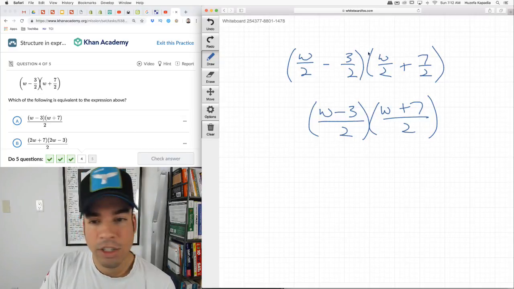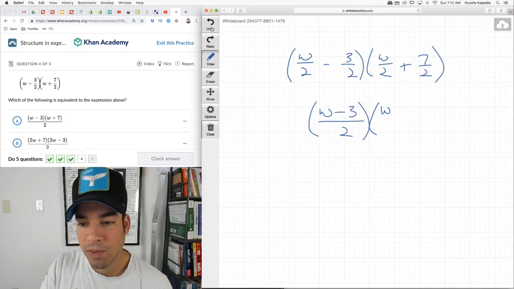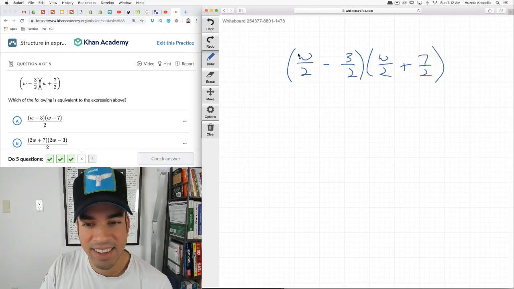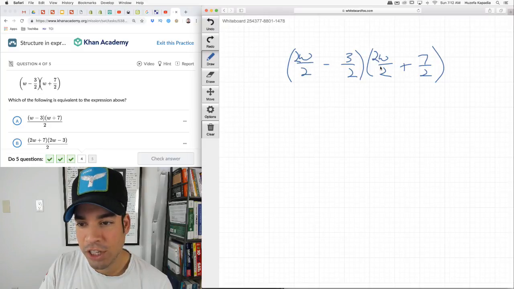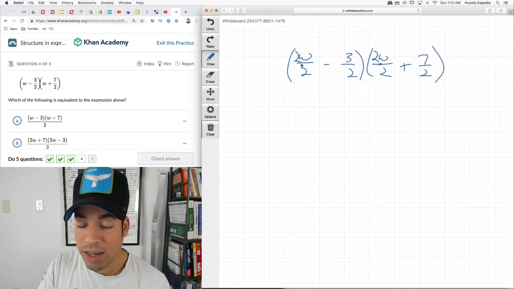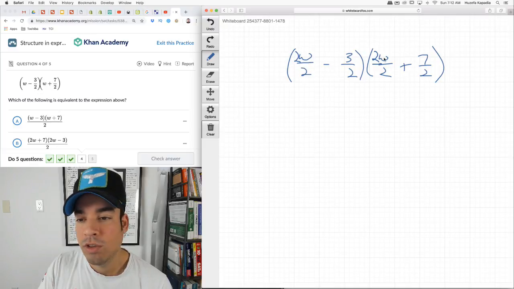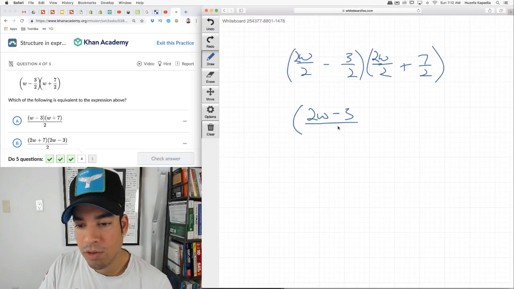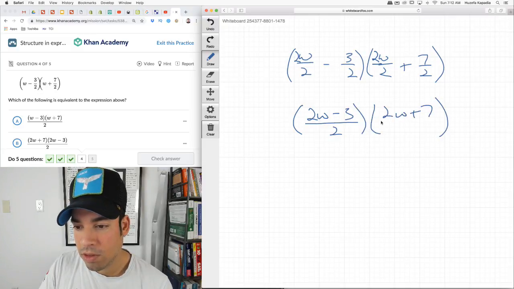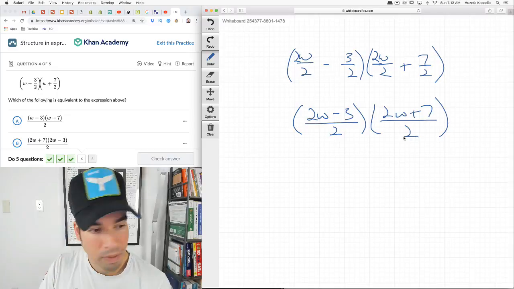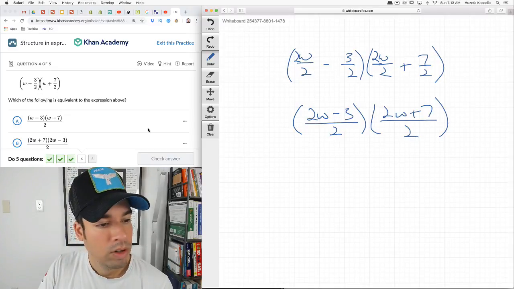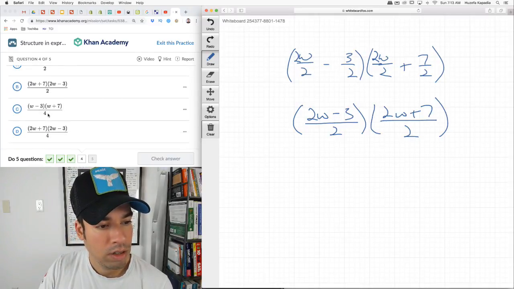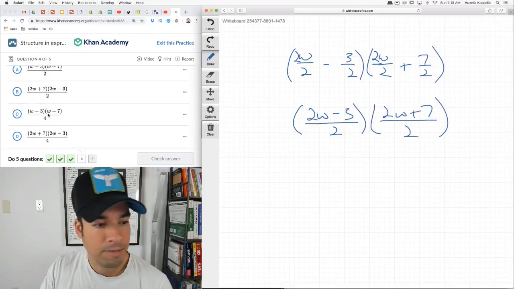Oh wait, I'm sorry. I can't just put this over 2. I messed up. It's got to be 2w over 2, because otherwise I'm fundamentally changing this. 2w over 2 is the same as w, right? 2w over 2 is w. So now it's 2w minus 3 over 2 times 2w plus 7 over 2. Okay. And that's why. Got it.